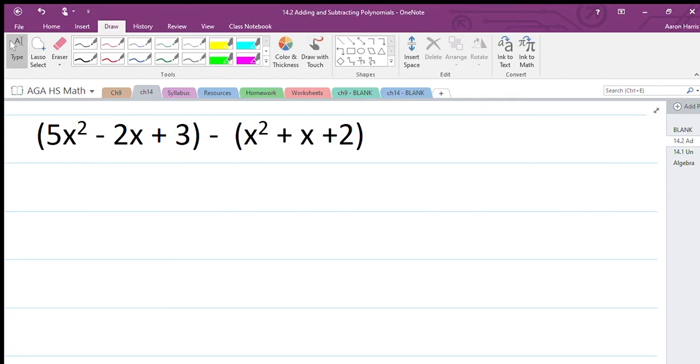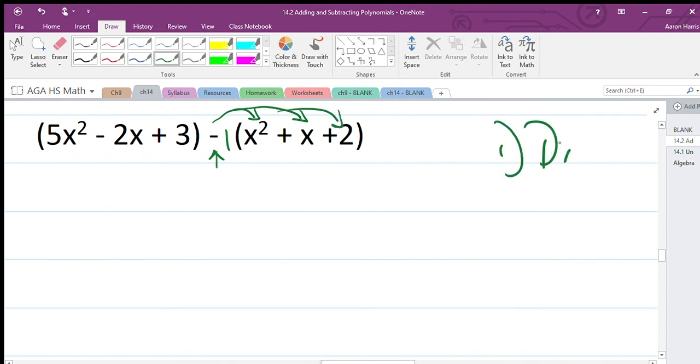Example number 2 for subtraction of polynomials. I now see everything's in parentheses. I have a negative 1 right here, so I'm going to distribute this into this second set of parentheses. That is distributing. So let's rewrite it. 5x squared minus 2x plus 3.